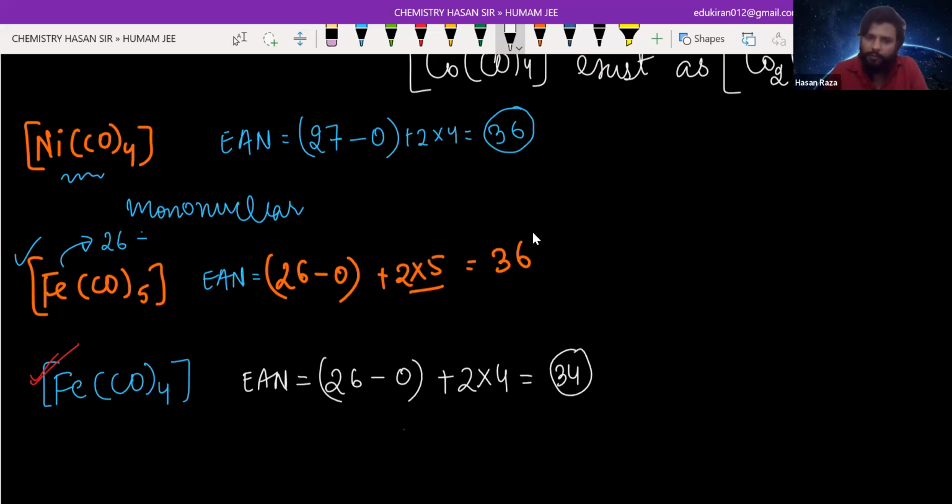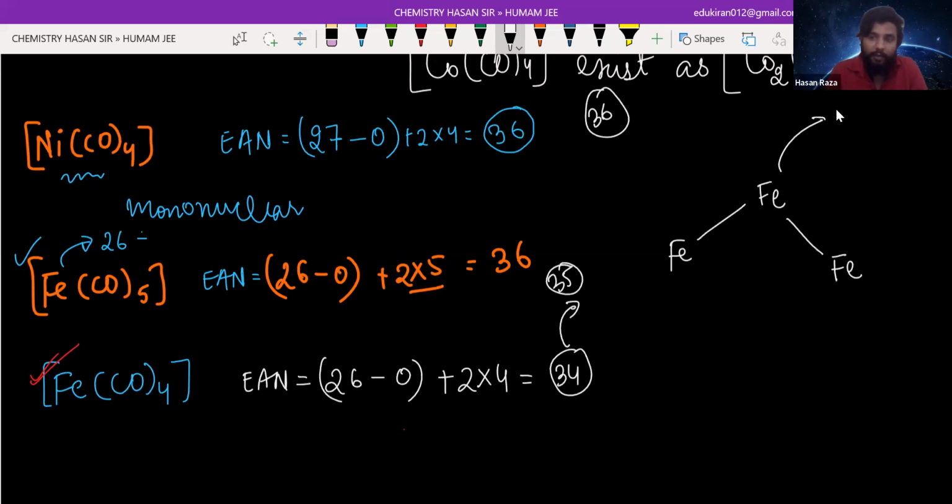Yes or no? 35 you have written? No, 34. Now, since it is talking about only the nuclear, one iron gets connected with another iron. So from 34, it comes out to be 35, but we need 36, right? EAN should be 36. So this will combine with another iron. So now it is 36.